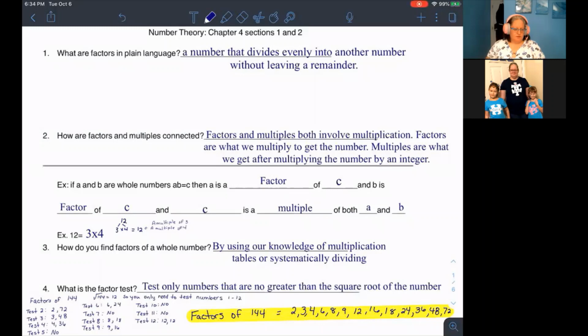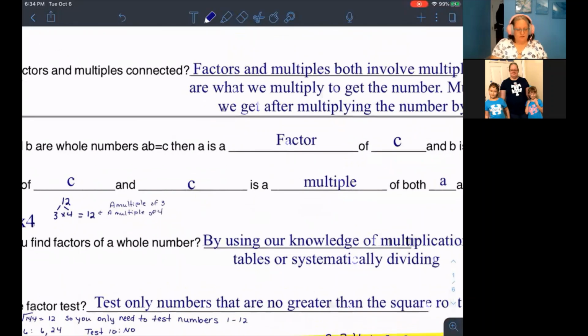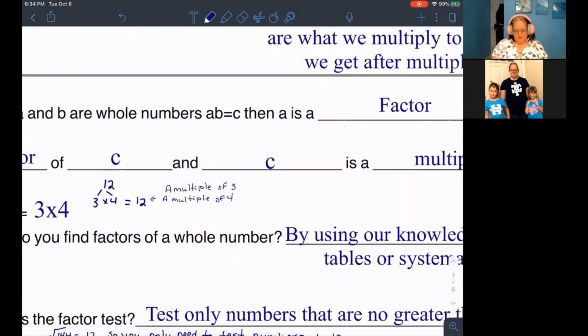So example, 12. 3 times 4 equals 12. We've got the factors of 12 are the 3 and the 4. And then 12 is a multiple of 3 and 4.